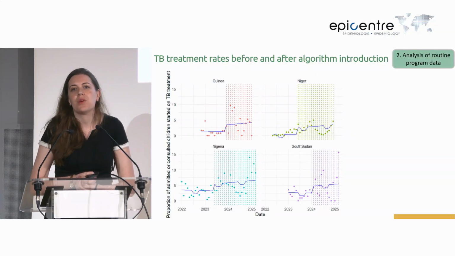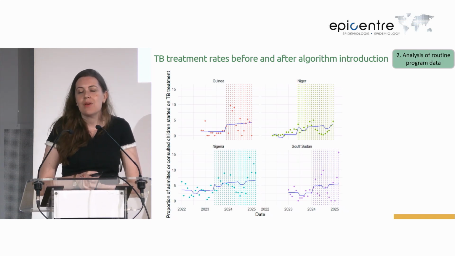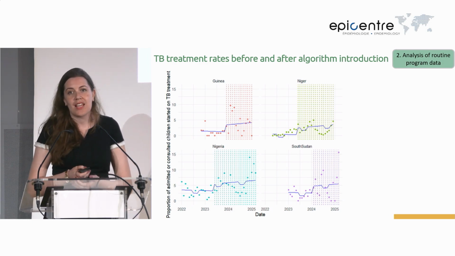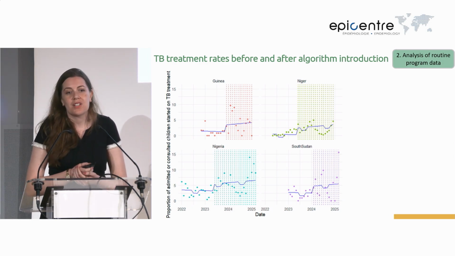So for this part, we can go back one slide. We looked at the number of children who were initiated on TB treatment, for a period of about 1 year before and 1 year after the algorithms were implemented in each site. Then we conducted a multivariate interrupted time series analysis. This model was adjusted for several factors, including whether or not the algorithm had been introduced yet, whether or not it was peak malnutrition season, the time since the algorithm had been introduced, and country site.